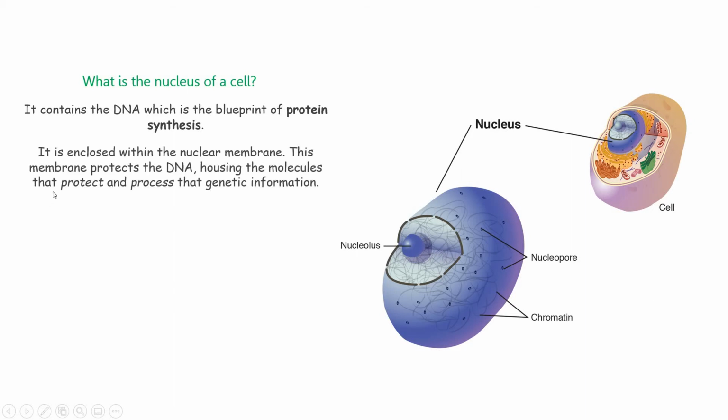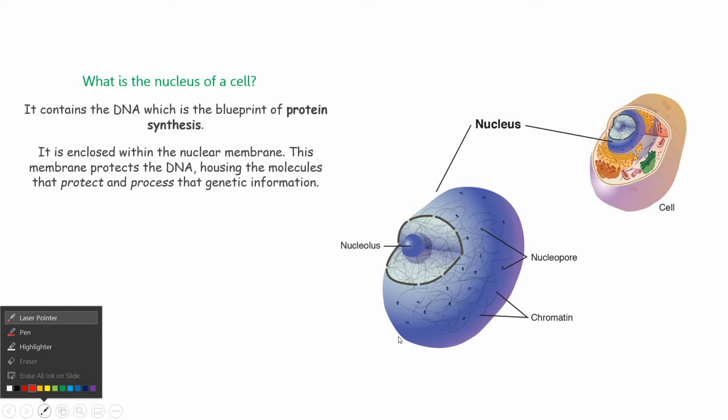The nucleus is enclosed within the nuclear membrane, which is obvious because again, it is its membrane, so natural lang na inside it is a nucleus. This membrane protects the DNA. It houses the molecules that protect and process that genetic information, the DNA. Meron din siyang liquid sa labas. Outside, you'll see cytoplasm, that's a viscous liquid found outside of the nucleus. Inside the nucleus, the liquid found there is called nucleoplasm.